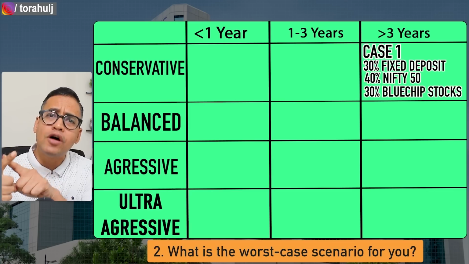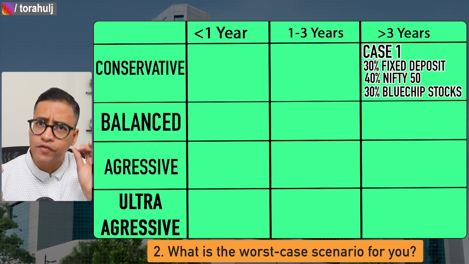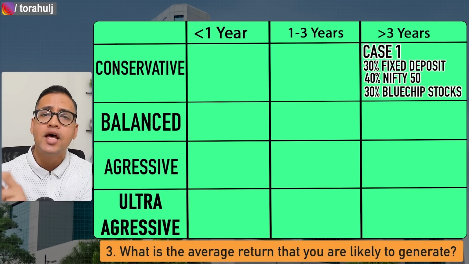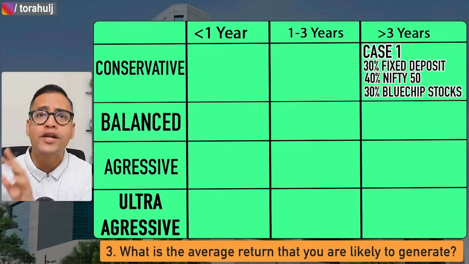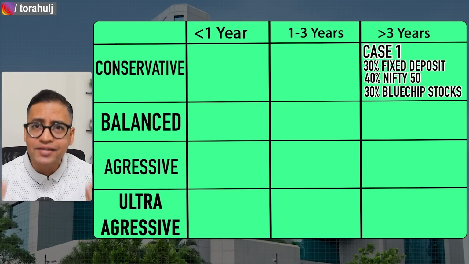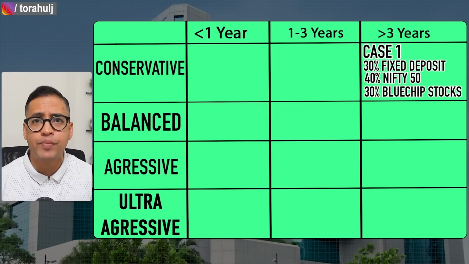Number two is what is the worst case scenario possible for you? What is the worst returns that you're likely to generate? And number three is the average returns that you're likely to generate, which is more reasonable estimates. And I'm now going to present you data so that you can understand this concept from a data perspective, not merely from my opinion perspective.